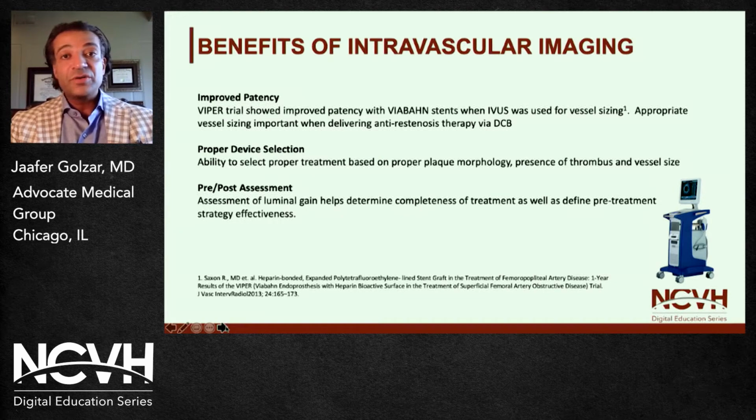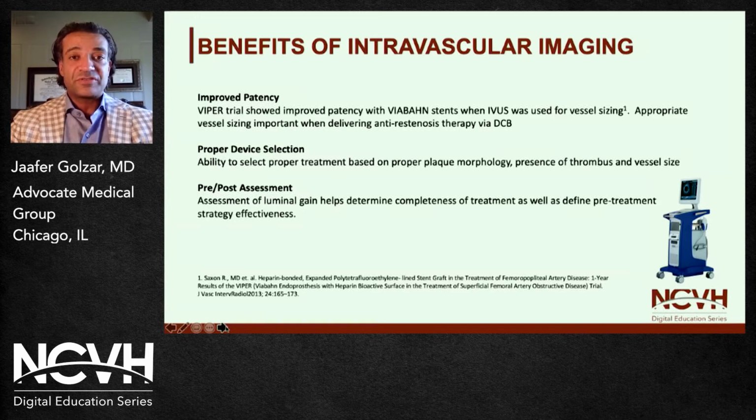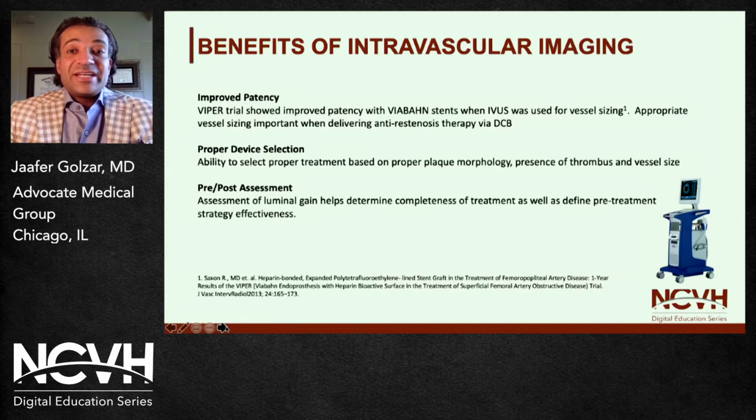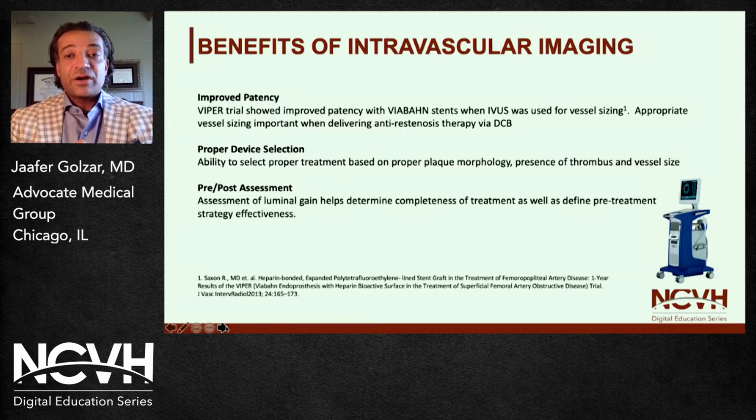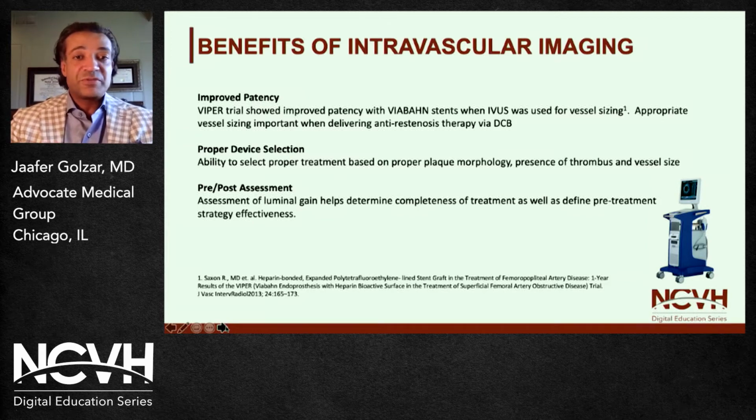Furthermore, as you all know, the anti-restenosis effects of DCBs are really contingent upon accurate sizing, and intravascular ultrasound can help with vessel sizing in those situations. Furthermore, when we use intravascular imaging, we can help evaluate plaque morphology, thrombus, and vessel size, and really help evaluate the next step and what we should be using in our treatment algorithm in treating those vessels. Furthermore, we can also use it post-treatment to see, have we adequately treated the vessel?